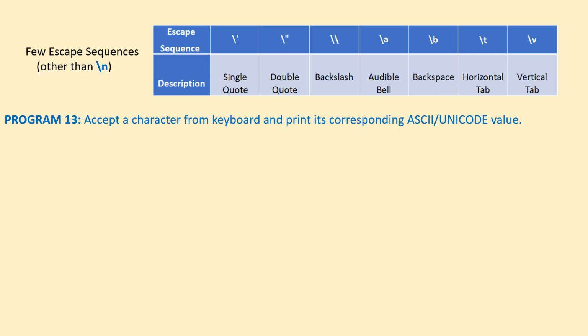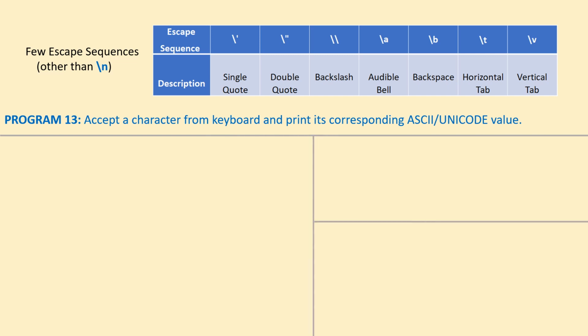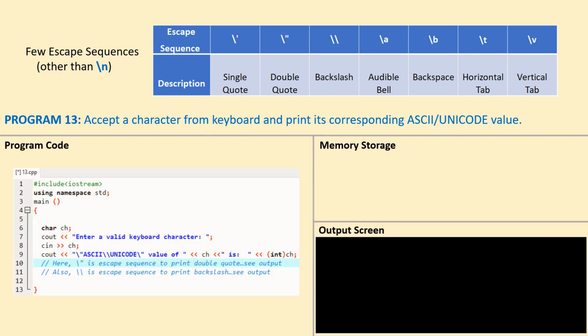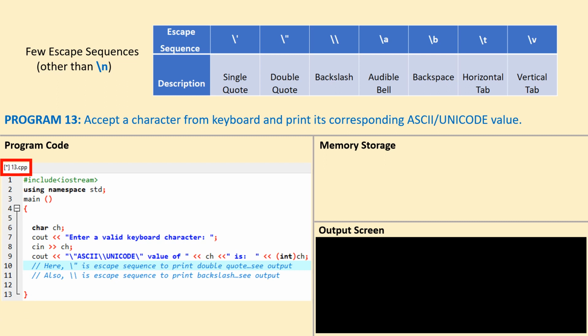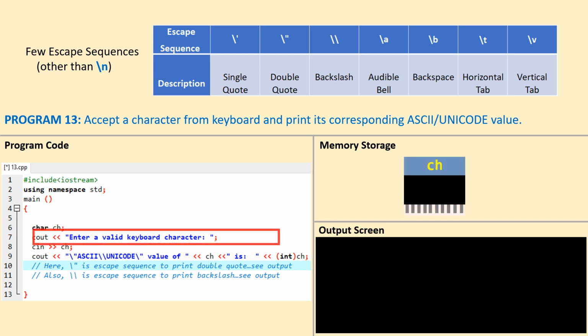Next, let's write program 13. The requirement is to accept a character from keyboard and print its corresponding ASCII or Unicode value. So here is the program code. I save it as 13.cpp. On line 6, I declare a character variable named ch. In memory location, corresponding storage is reserved.